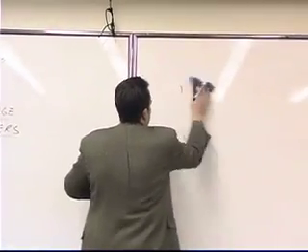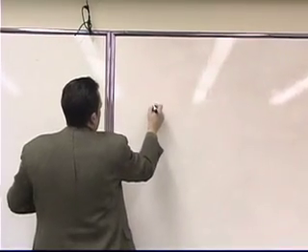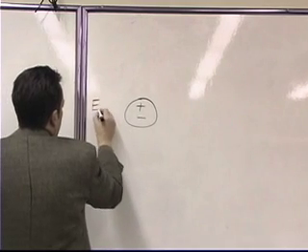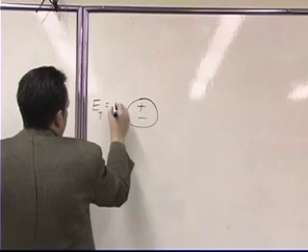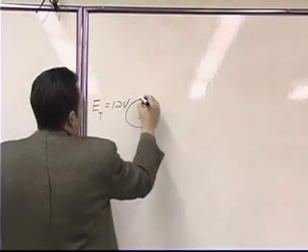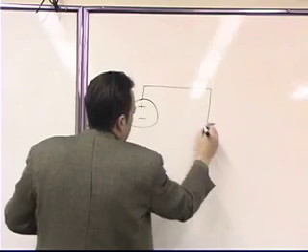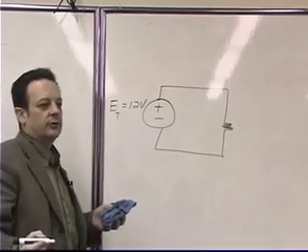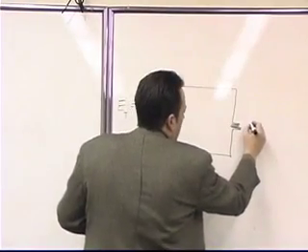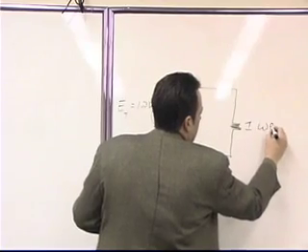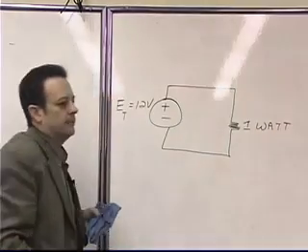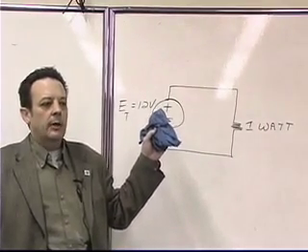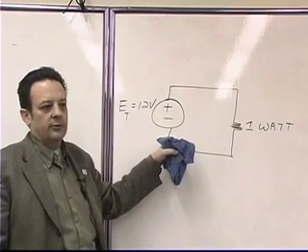Let's say that we had a simple circuit consisted of a regulated DC power supply or a battery, and let's just say that it was 12 volts. And let's say that we had a resistor that was hooked up to this circuit, and that we expected this resistor to dissipate 1 watt.